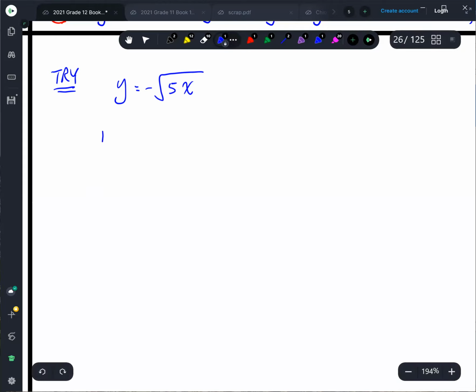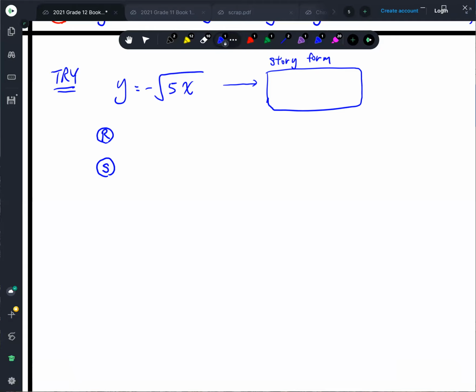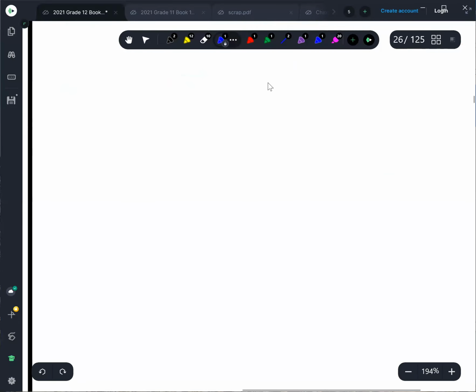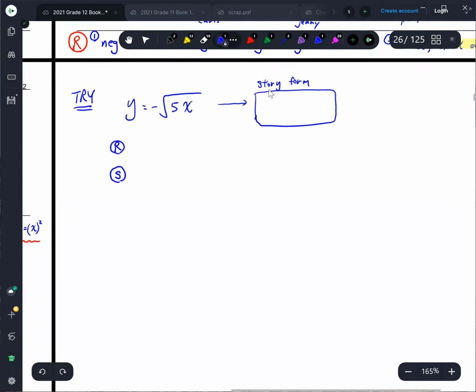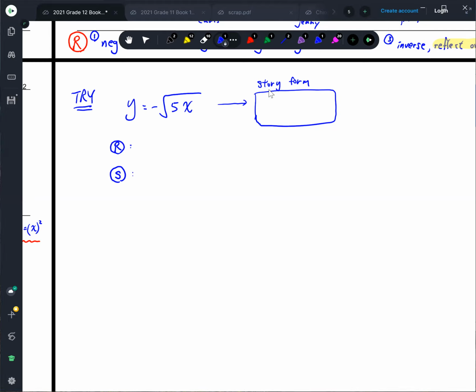Okay, I'll give you a minute. Please write down the kind of reflection you have, the kind of stretching or shrinking you have. And you will need to change it into the story form. Story form means after you move things that are movable, move the number underneath if needed. Please raise your hand when you finish writing it. For R, you just tell me reflection over something. For stretch, you just tell me if it's vertical expand, compress, or horizontal expand, compress by something.